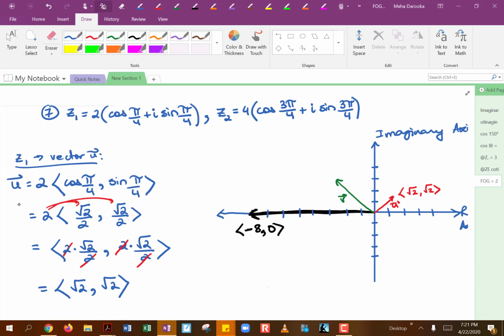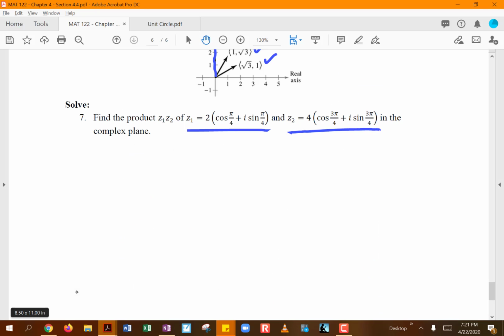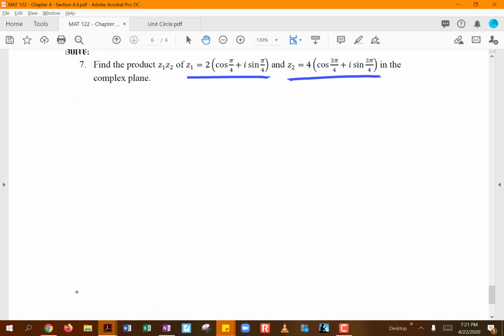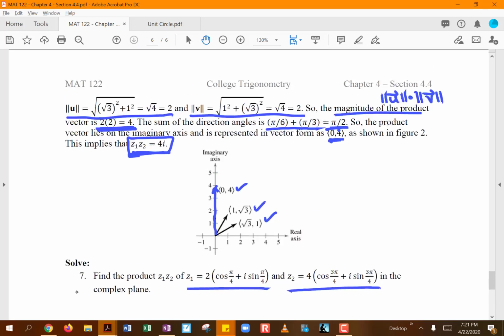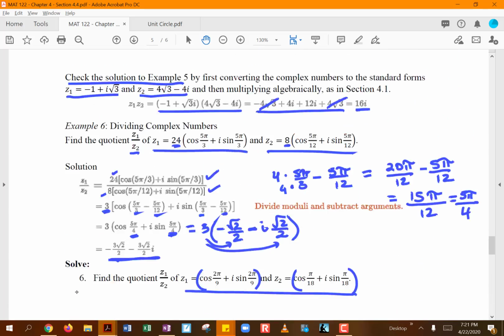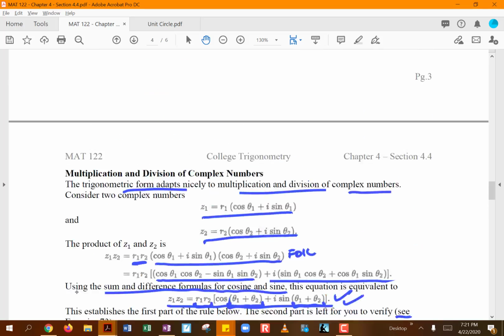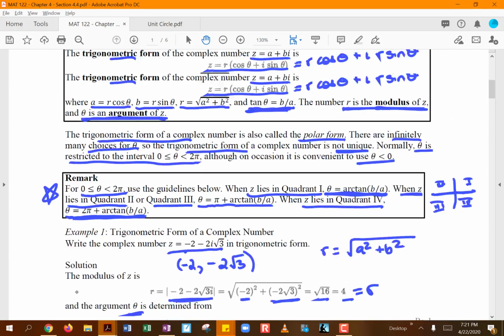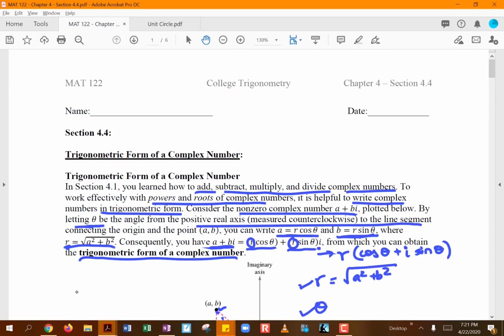I believe this is the last example we are looking at here in section 4.4. So again, go through these examples, look through the video, look through the handout, and let me know, guys, if you have any questions. We'll go over more examples in class.